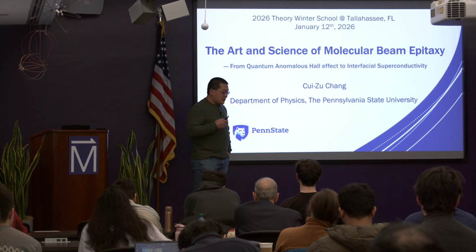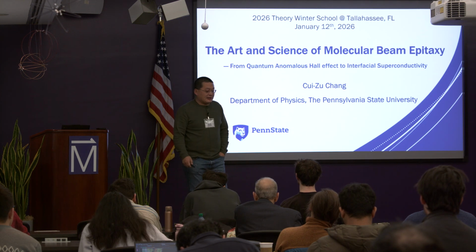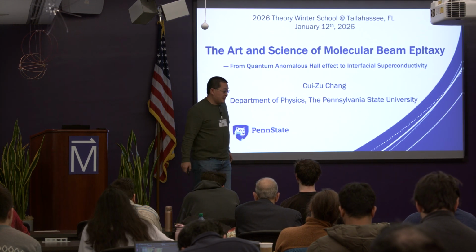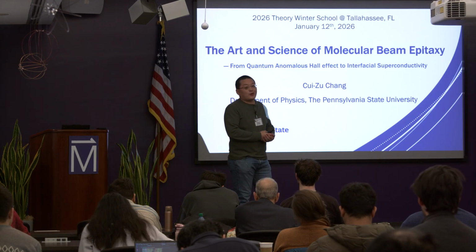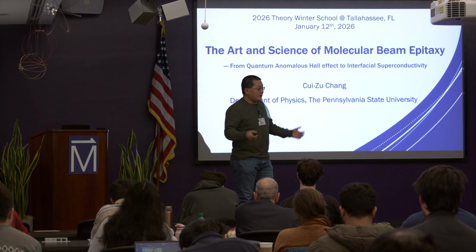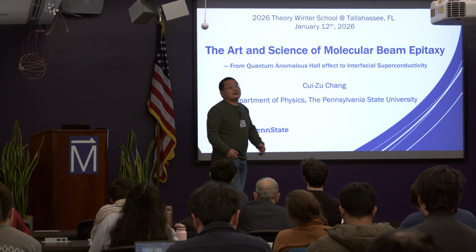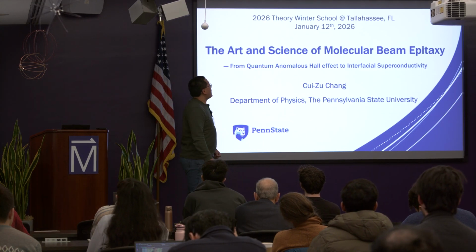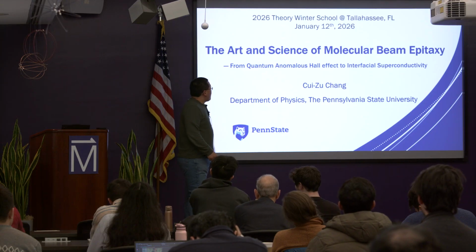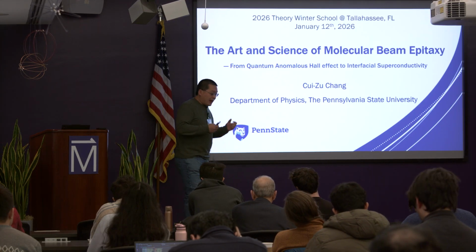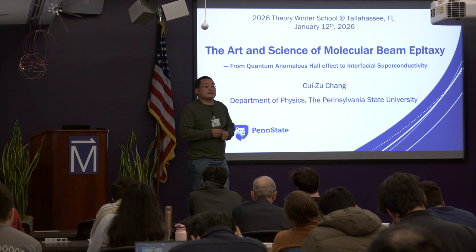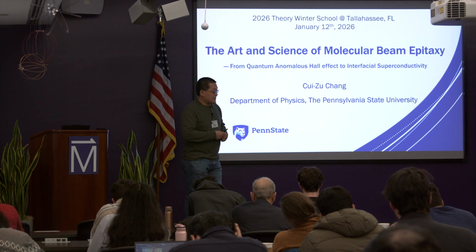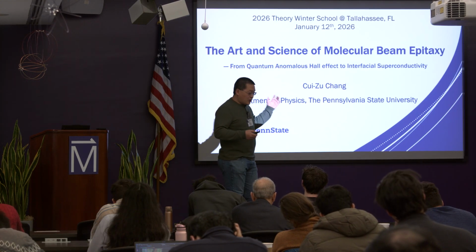Today in my talk, I will introduce this synthesis method, MBE. This morning, we had two talks about the quantum Hall effect. For the quantum Hall effect, for samples like gallium arsenide, we are still using MBE to get the highest quality samples. Today, I will focus on using MBE to synthesize quantum material film heterostructures and also superlattices.